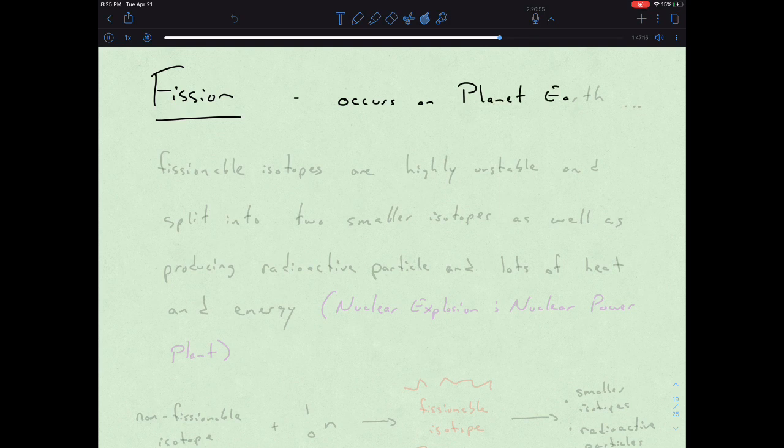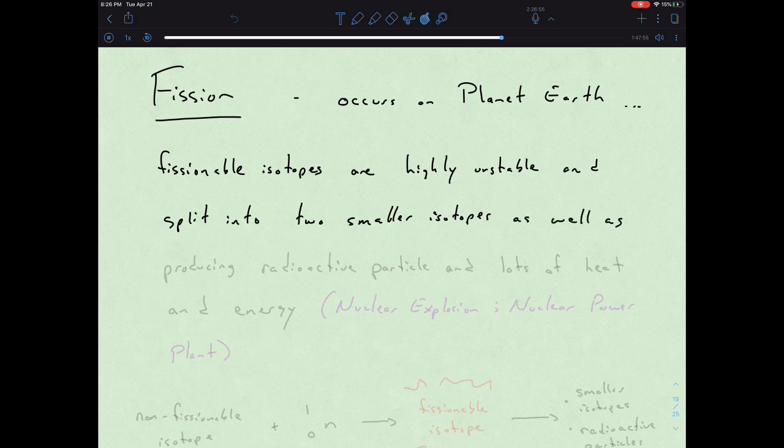And one of these we can do on planet Earth and one we can't. So fission we can actually do on planet Earth. And so fissionable isotopes are highly unstable and split into two smaller isotopes, as well as producing radioactive particles and lots of heat and energy.